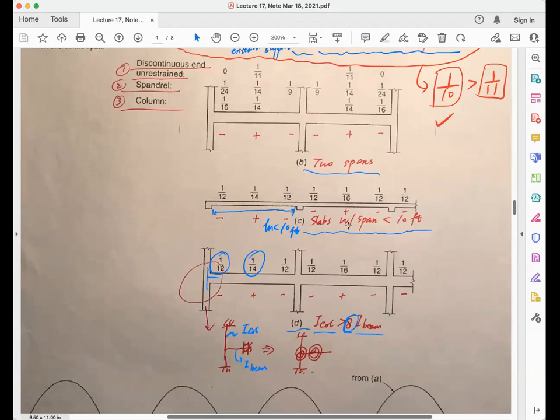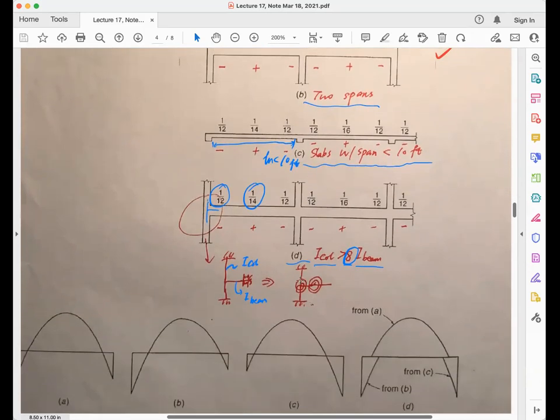Now, when your slabs span less than 10 feet, you use this figure, okay? And when you have a column stiffness 8 times higher than the beams, we call it a strong column, weak beam condition, meaning you have a very huge column section and the beam is pretty slender. In this case, you use these figures, okay?